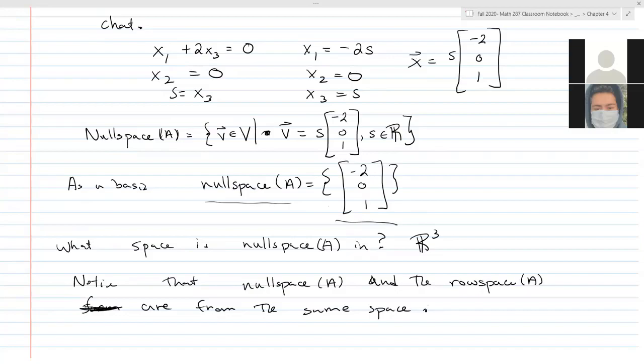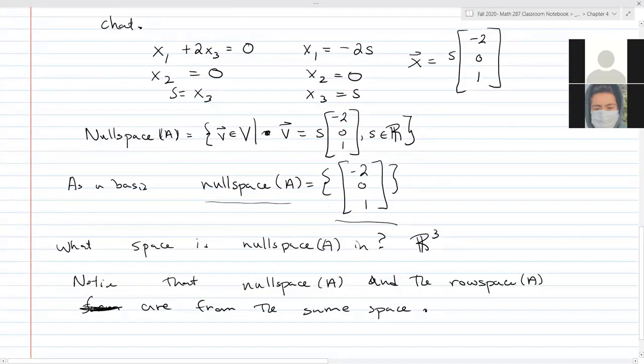So the row space, and we're going to see this in the next chapter, is going to end up defining a chunk of what we call our domain, if we think about the matrix as a function. The other chunk of the domain is going to be made up of the null space. But we want to just notice that the null space of A and the row space of A are from the same space.